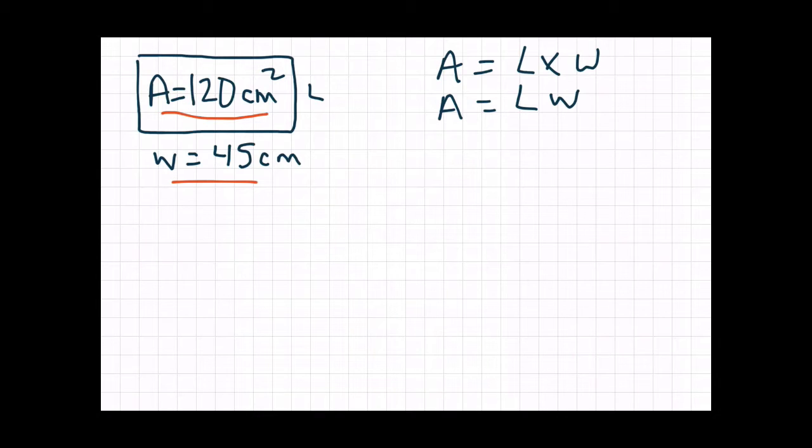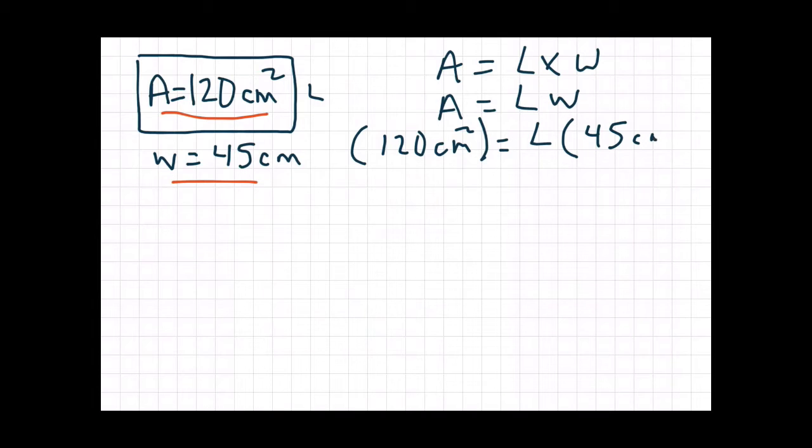The next step is to substitute our constants for our variables, and the first constant I have is the area. So I have 120 centimeters squared, which equals L, and our W is 45 centimeters. We're going to get rid of the brackets by multiplying by the invisible 1. So 1 times 120 is 120 centimeters squared, which equals L times 45.